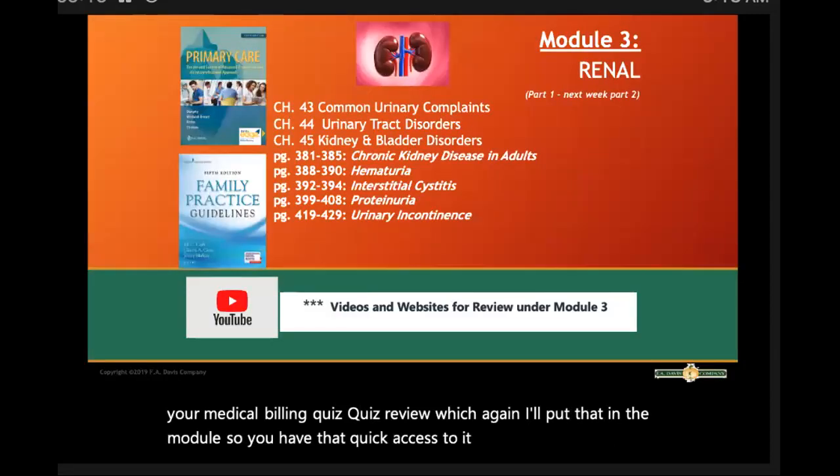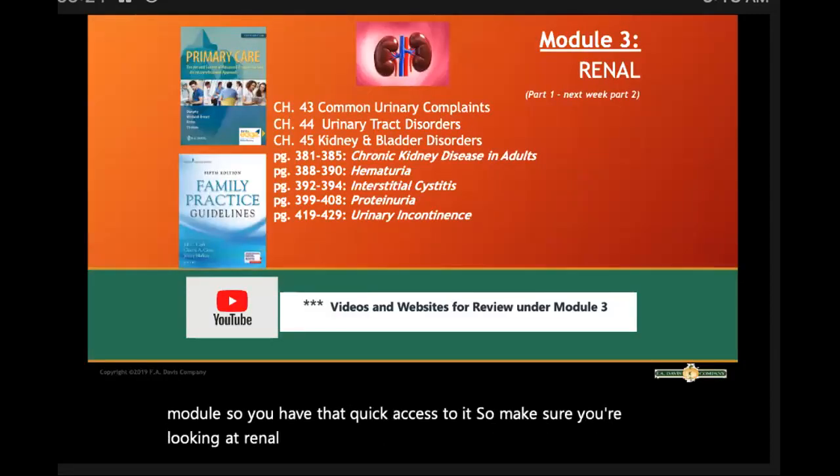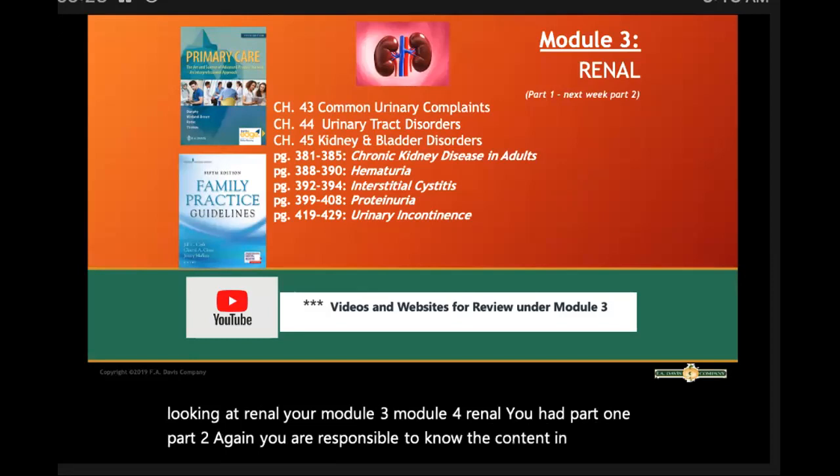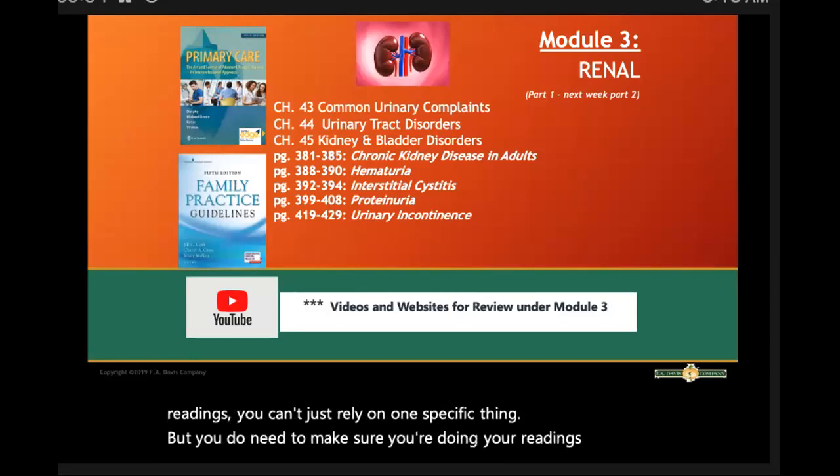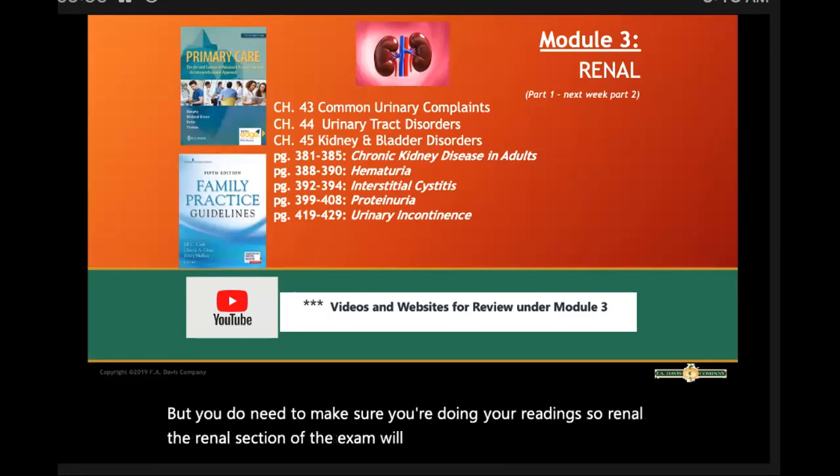So make sure you're looking at renal, your module 3, module 4 renal, you had part 1, part 2. Again, you are responsible to know the content in these readings. You can't just rely on one specific thing, but you do need to make sure you're doing your readings. So the renal section of the exam will have 13 questions.